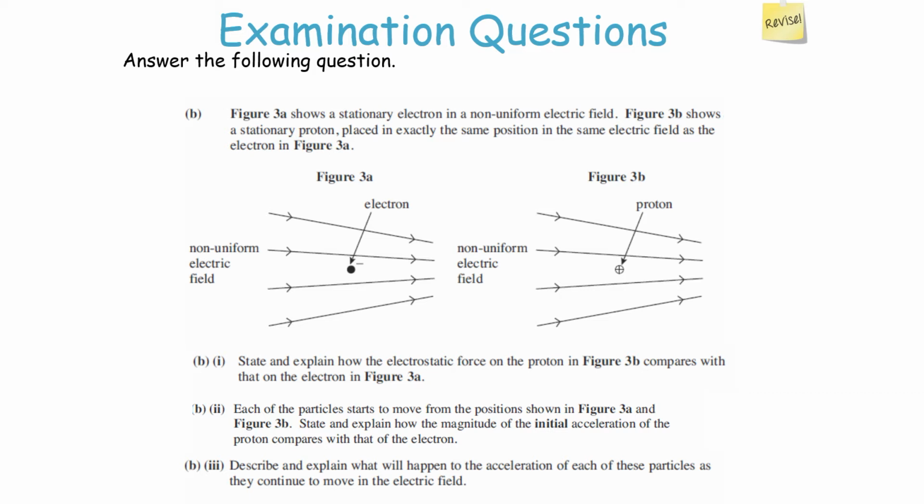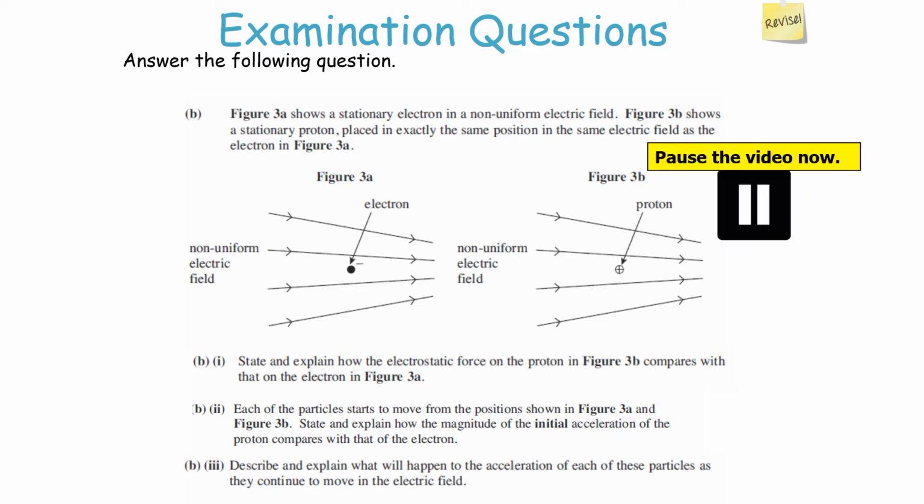Each of the particles starts to move from the position shown in 3a and figure 3b. State and explain how the magnitude of the initial acceleration of the proton compares with that of the electron. Then finally describe and explain what will happen to the acceleration of each of these particles as they continue to move in the electrical field. So pause the video now and unpause the video when you want to go through the answer.